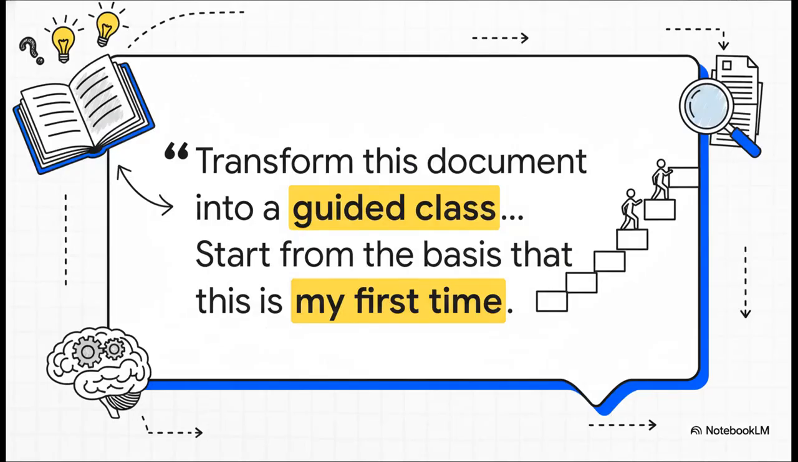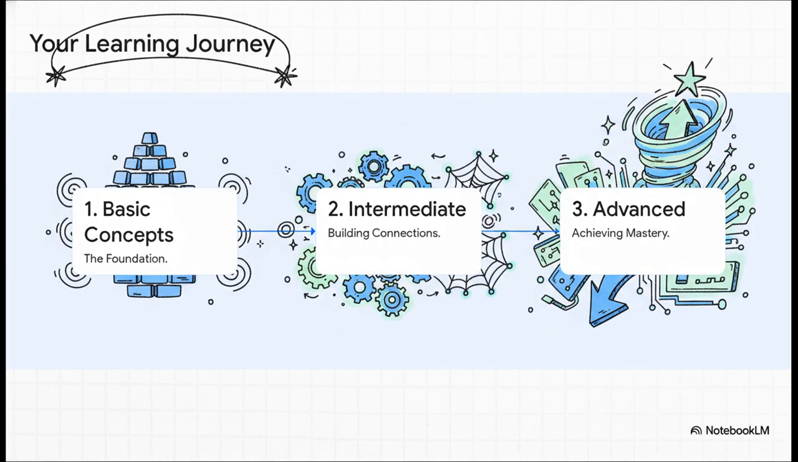The magic phrase in this prompt is right at the end: Start from the basis that this is my first time learning this topic. That little sentence forces the AI to assume you know nothing. It has to build your knowledge from the absolute ground up, which means you're not going to miss any of those crucial first steps. And what you get back is just this perfectly structured learning path. It starts with the absolute basics, to build a really solid foundation. Then it moves on to the intermediate stuff, helping you connect the dots. And finally, it takes you all the way to mastering the advanced concepts. And this is all from that one single document.